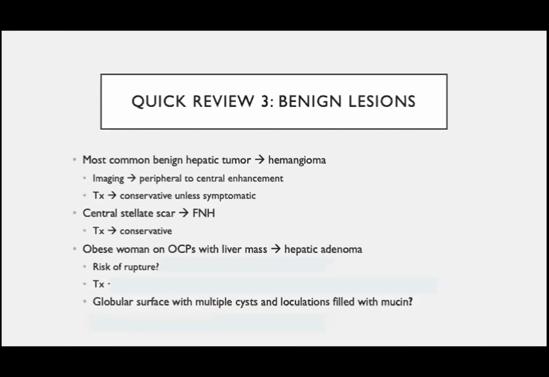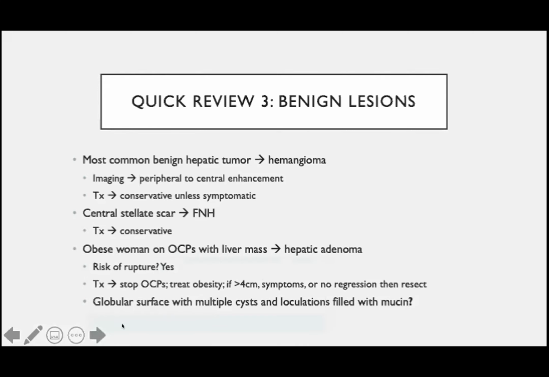Do you guys want to tell me what an obese woman on OCPs with a liver mass is? Adenoma. Yes. Is there a risk of rupture? Yes. What is the treatment? Discontinue OCPs, and then if it's greater than 5 centimeters or symptomatic, you can resect. Yeah. Oh, I wrote 4, but yes, 5.